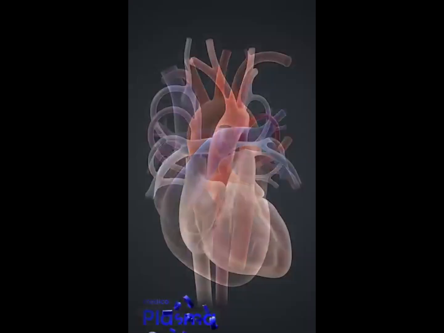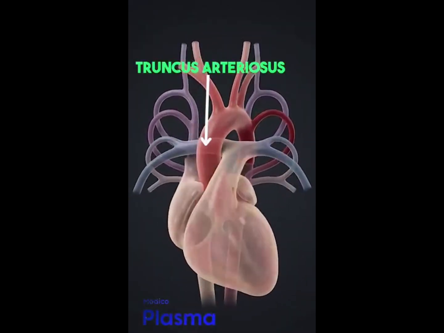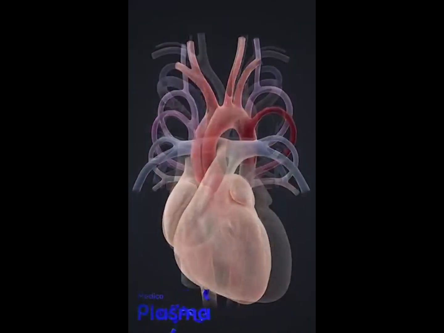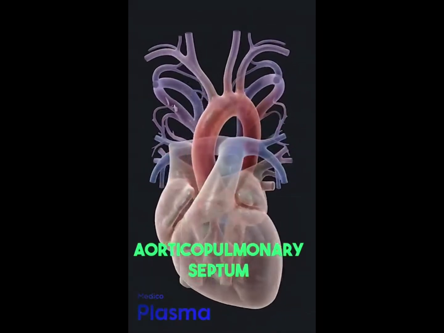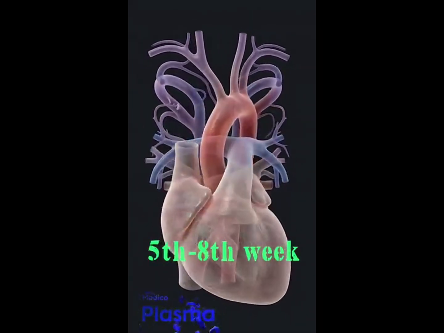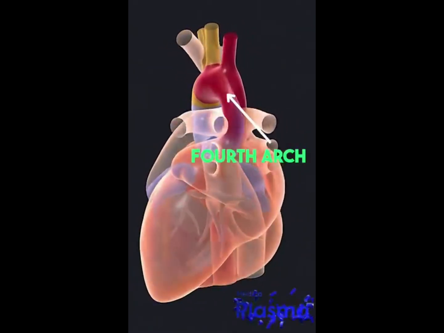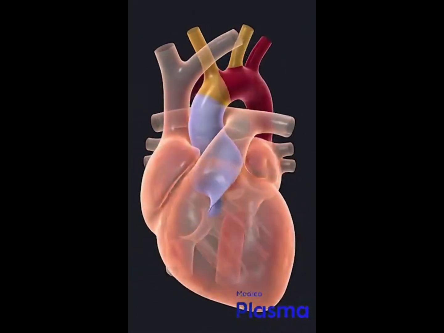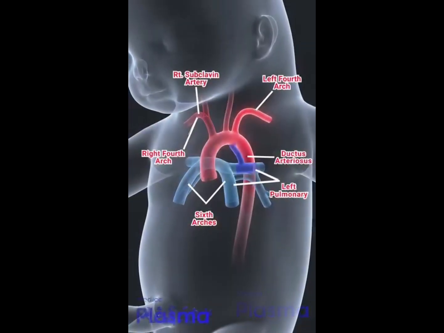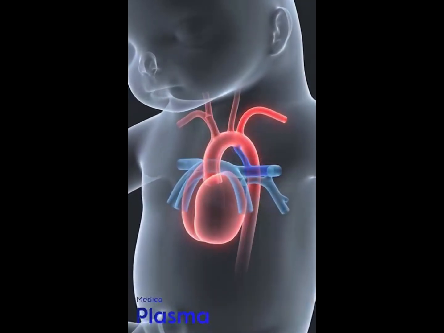Embryologically, these vessels develop from the truncus arteriosus and the aortic arches, separated by the spiral aorticopulmonary septum during the 5th to 8th week. The 3rd arch forms the common carotid arteries, the 4th arch contributes to the arch of the aorta and right subclavian artery, and the 6th arch forms the pulmonary arteries and the ductus arteriosus.